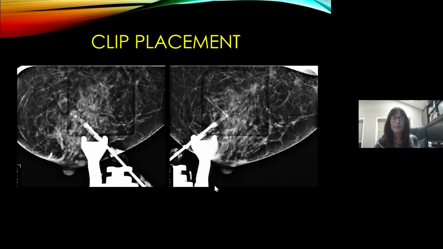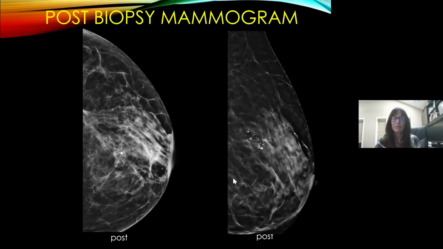A clip was placed. Notice that these are stereotactic images obtained. The reason we do this at our institution is because we do not have a code for tomosynthesis biopsy. All of them are scheduled as stereotactic biopsies, but most of them are now done with tomosynthesis. Because we are charging for a stereotactic biopsy, we do need to obtain a stereotactic pair sometime during the biopsy. And most of the time we choose to do this at the end after clip placement. So here's the clip and residual calcifications.